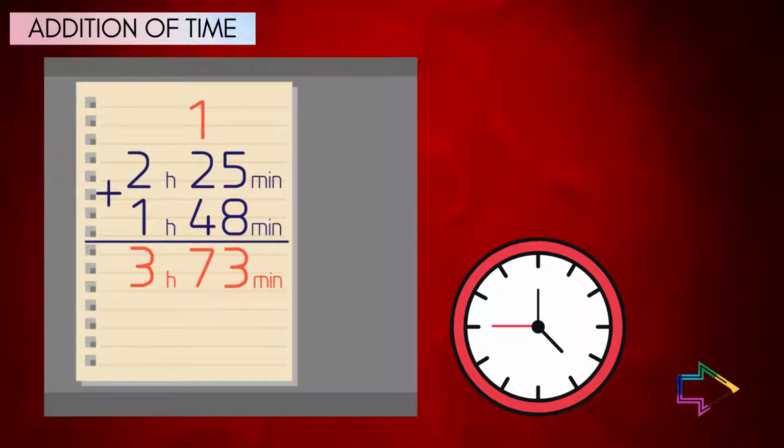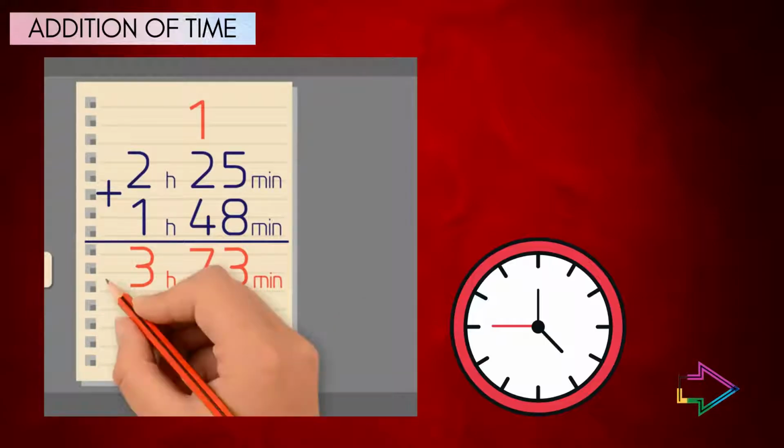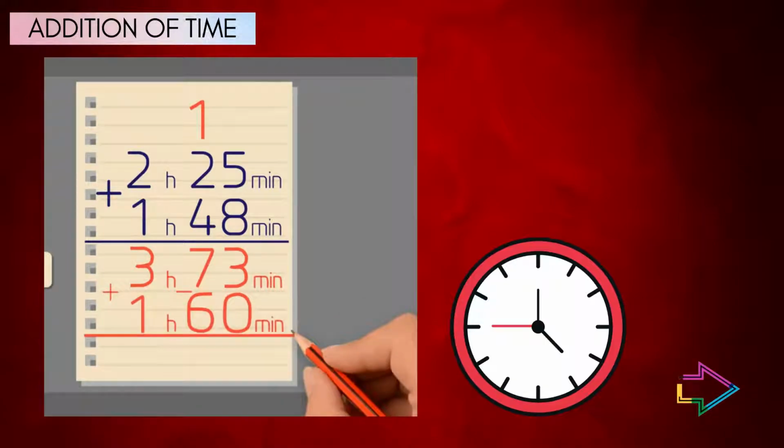Keep in mind that 1 hour is equal to 60 minutes. We need to take away 60 minutes from 73 minutes and give it to the hours. That gives us 4 hours and 13 minutes.